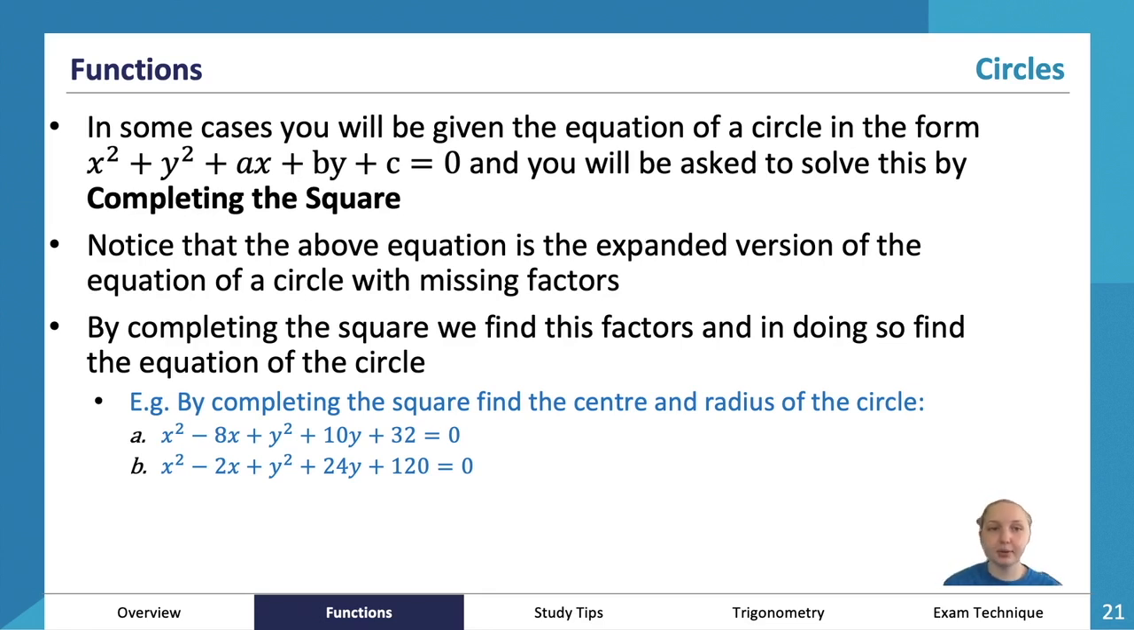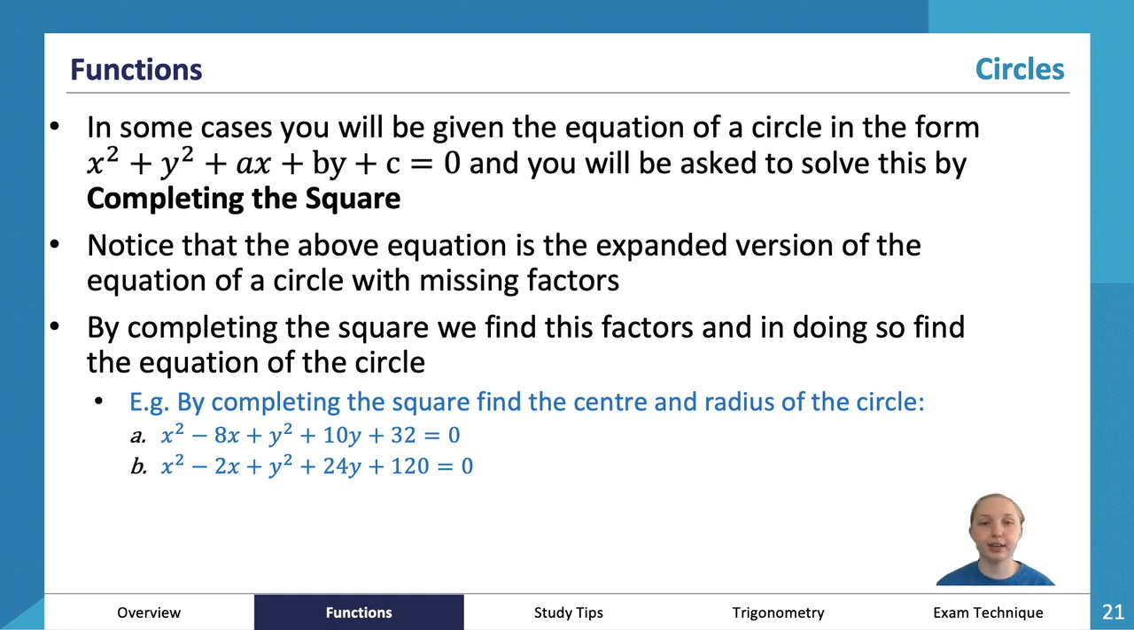In some cases, you're going to be given the equation of a circle as x squared plus y squared plus ax plus by plus c equals 0, and you're going to be asked to solve this. Sometimes, if whoever's written your paper is nice, they'll tell you that you have to solve it by completing the square. Otherwise, they'll just give you that equation and you're expected to know that you need to complete the square. The way you recognize this is that it'll be in your exam as x squared plus y squared. There may or may not be ax and by, but there will always definitely be x squared and y squared.